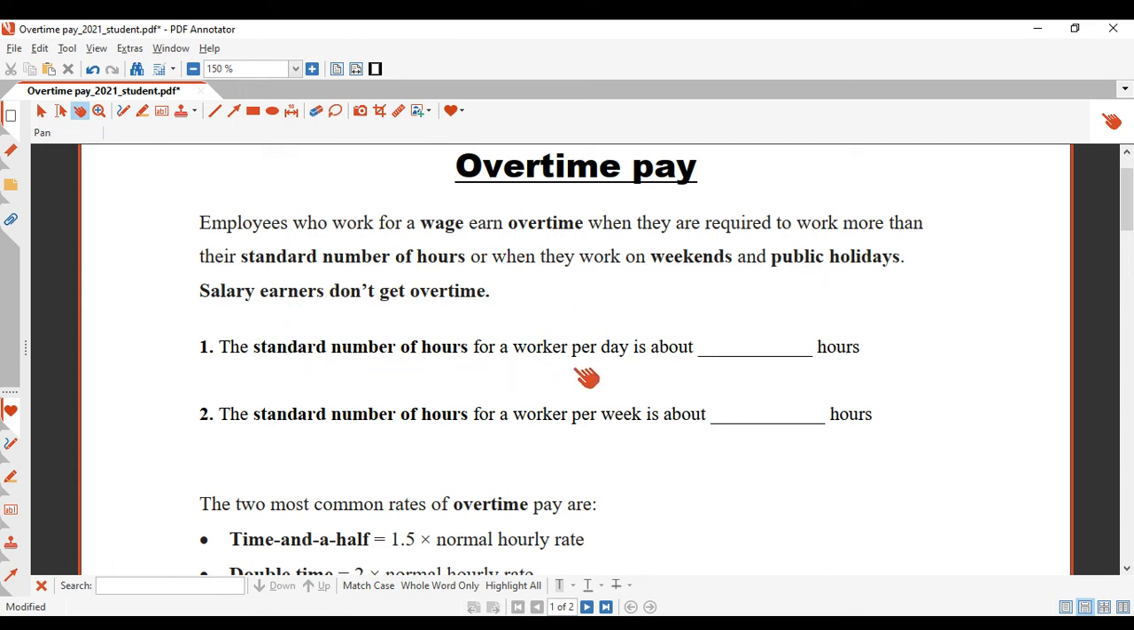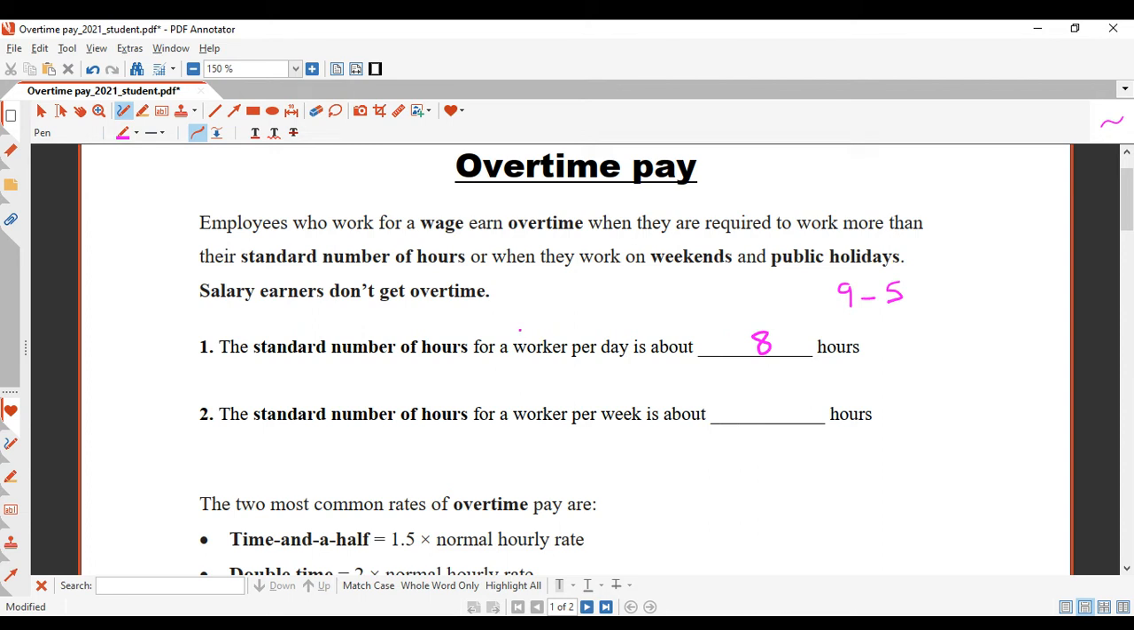So, what's the standard number of hours for a worker per day? Well, generally, it's about 8 hours. So, 8 hours is a typical day's work. And that's based on the old concept of 9 till 5. So 9 a.m. to 5 p.m.